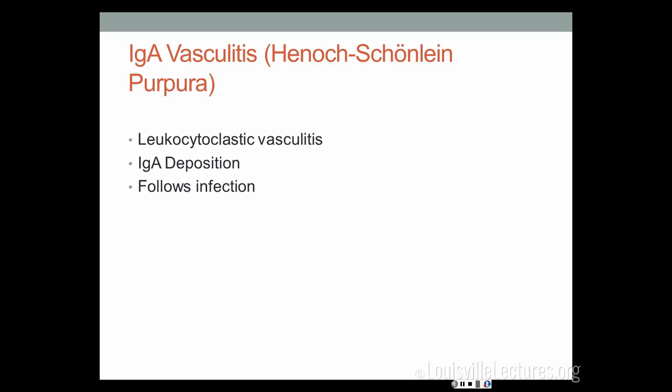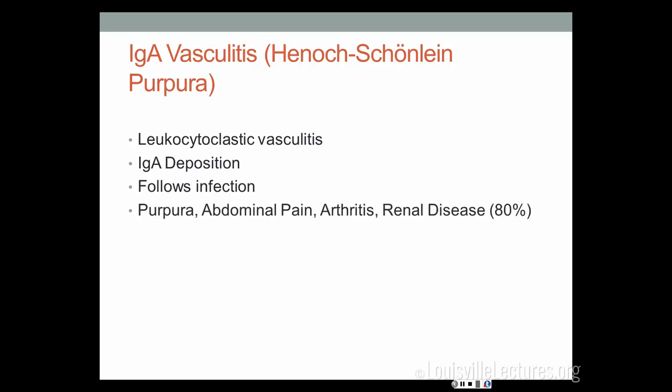Classically, this follows an upper airway infection, which kind of fits because when you have an upper airway infection, that's mainly an IgA response. IgA is a response to mucosal infections. So the thought is that you get some infection that triggers an IgA response, and then you get this vasculitis. So they get purpura, abdominal pain, arthritis, and 80% will get renal disease. This is much higher than in kids. When you see kids with HSP, the renal disease is much lower and much less severe. But for some reason in adults, it tends to have a worse course.